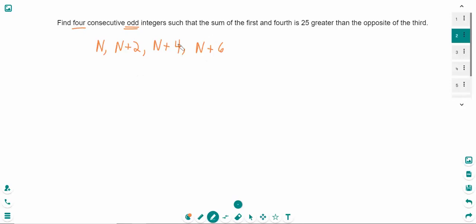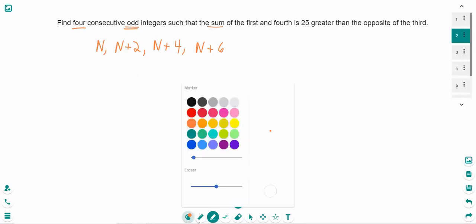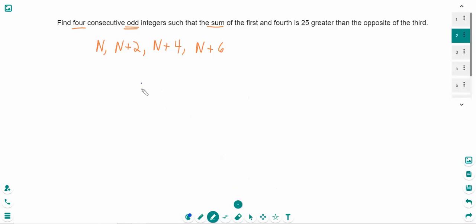Now how do they have these arranged? So such that the sum, again, we're talking addition. It seems to happen a lot. So we have an addition problem. The sum of the first and fourth. So here's the first, here's the fourth. We're adding those together, n plus (n plus 6), and we'll put that in parentheses again, just as a caution. And then that equals 25 greater.